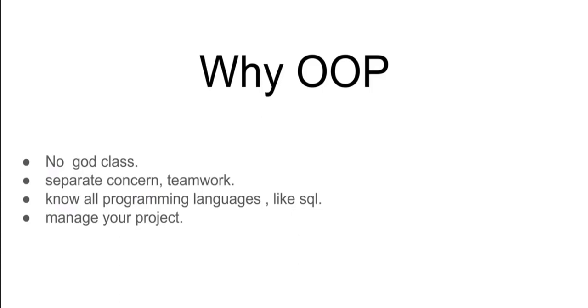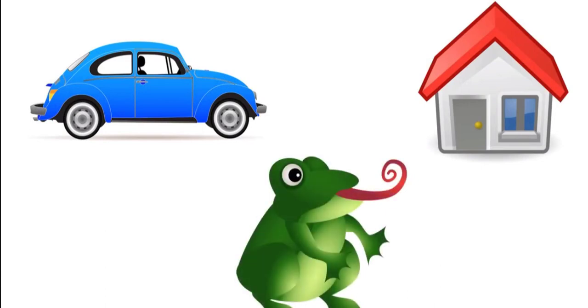So how does object-oriented programming work? Object-oriented programming means you treat everything as an object. Let me give you an example. A car is an object, and also a home is an object, and an animal is an object. Every one of these objects has specific properties and specific methods.